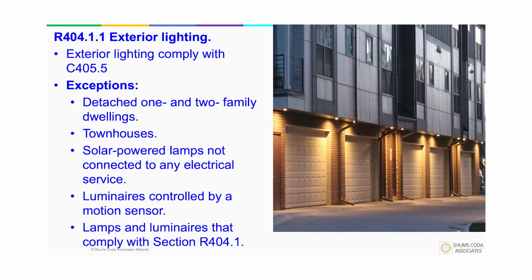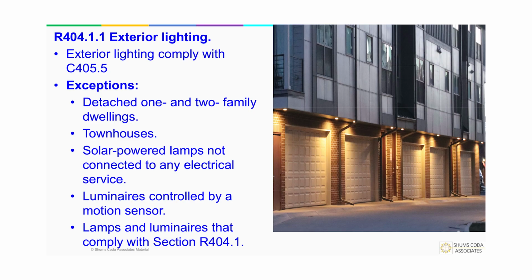Now, there are some exemptions from what I'm going to talk about, and that is, again, if you're a townhouse, single family, two-family, but basically if you have solar-powered lamps that are not connected to an electrical service, if the luminaires are controlled by motion sensors, and if they comply with this section, that they all have high efficacy bulbs.